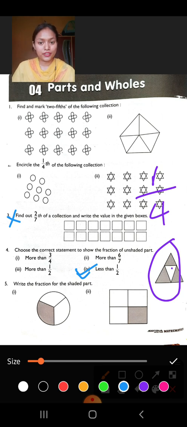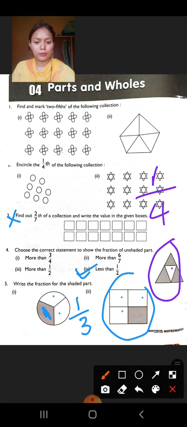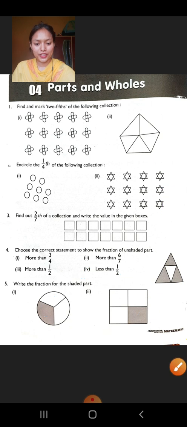Now question number 5, it is very easy. You can do it very easily. It is write the fraction of the following parts. You have to write the fraction of the following shaded parts. Now in the first one you can see how many total parts are there. 3 total parts are there. How many parts are shaded? Only one part is shaded. You can see this, only this part is shaded. So 1/3. This is the fraction of this figure. Now here similarly you can write in this one also. What will be the answer? It is 1 upon 4. Very good. First of all you will count the total number of parts, then the shaded part you will write.